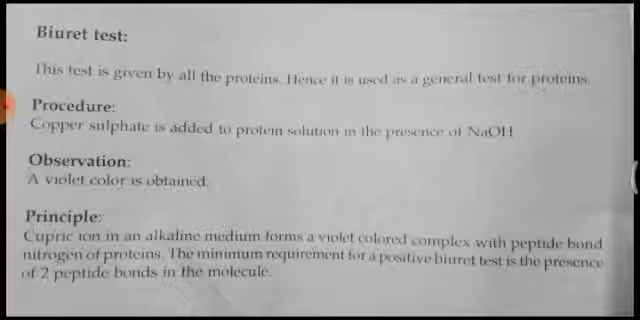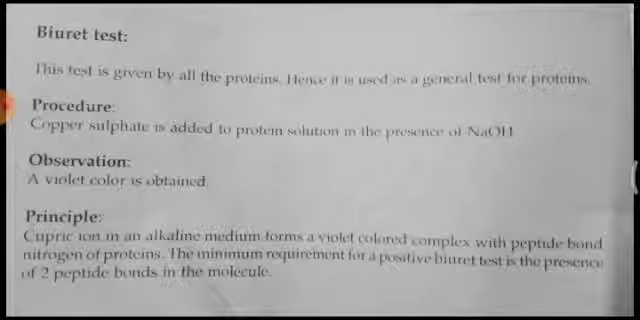Next we'll discuss the test for proteins. The heading is the biuret test. This test is given by all proteins, hence it is used as a general test for proteins. Procedure: take a sample and add copper sulfate solution, usually 1%, and add 10% sodium hydroxide NaOH solution. If a violet color is obtained, the sample contains protein, and if there is no violet color, the protein is absent. Similarly, in this test you can take the white part of the egg, that is egg albumin, in a test tube, add the copper sulfate solution and then NaOH. Shake it for a few minutes and you will get a violet color, which indicates it contains proteins.